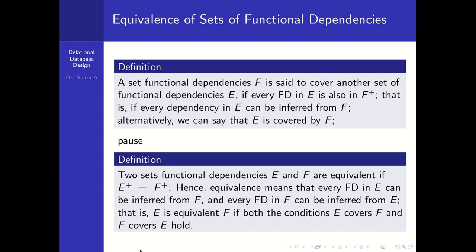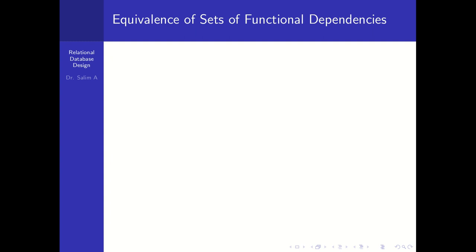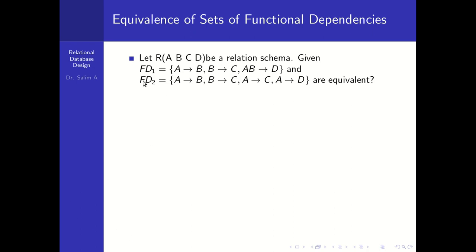Given two sets of FDs, we want to say whether they are equivalent or not. If they are equivalent, the condition that will be satisfied is that their closure will be the same. Consider this relation schema A, B, C, D, and given FD1: A determines B, B determines C, AB determines D, and FD2: A determines B, B determines C, A determines C, A determines D. Are they equivalent? Is FD1 equivalent to FD2? How to check?